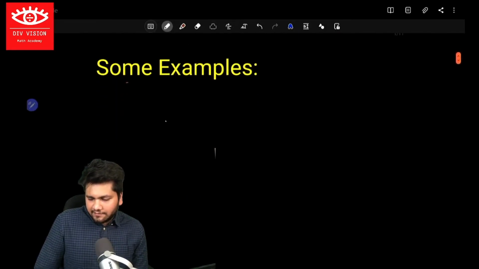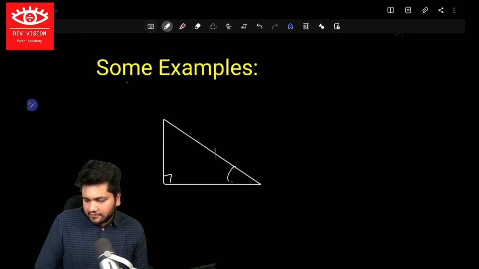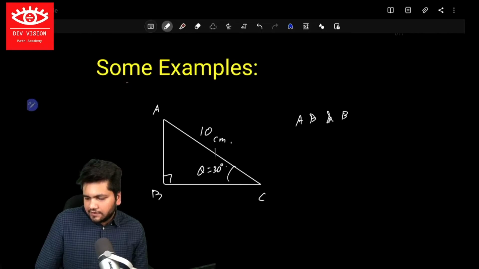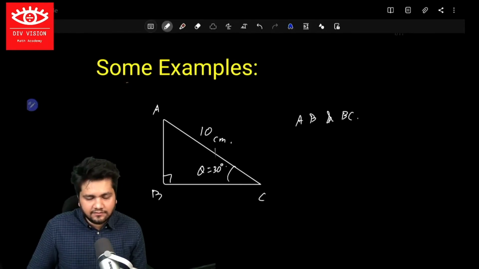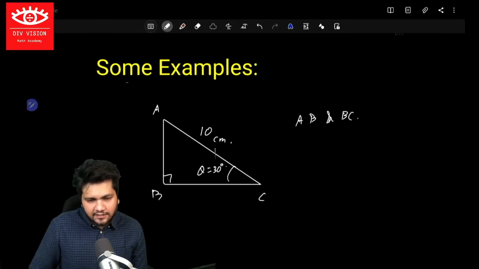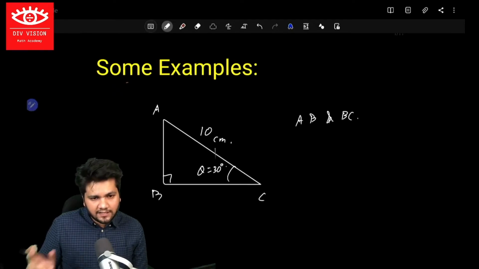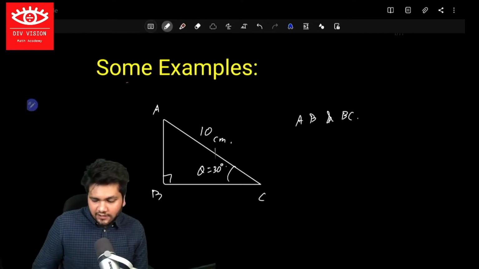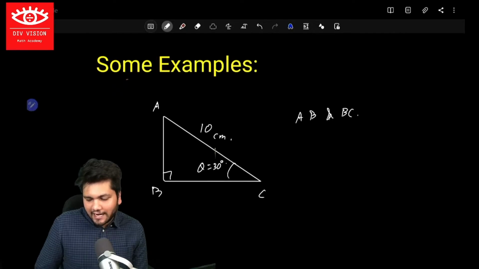Now, for example, let's consider this is the triangle, and let's say this theta is 30 degrees and the hypotenuse is 10 centimeters. We need to find AB and BC. Now see, the information is not enough, as they have only given 10 centimeters. We need to find AB and BC, but they have also given the angle. So using trigonometry, we can find AB and BC.